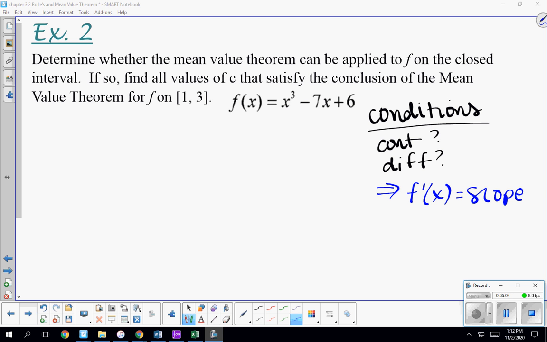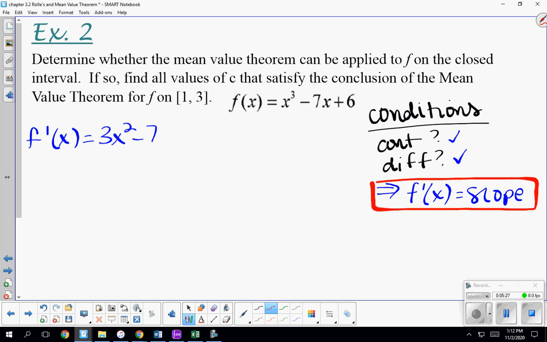So our conditions for this is it does have to be continuous on the interval. Again, it's a polynomial, so it has to be continuous. It also has to be differentiable on the interval. So let's go ahead and make sure it is. So we get 3x squared minus 7, which is also a polynomial, so we know it's differentiable. So since we've met our conditions, we know that this has to be true. That's what the theorem says, that the derivative has to equal the slope at least once in this interval.